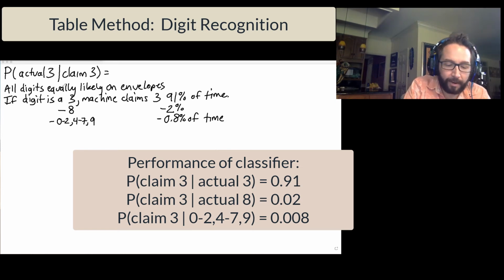So I'd like to know, machine just said, hey, this digit's a 3. Is it? Is it actually a 3? Let's use the table method.